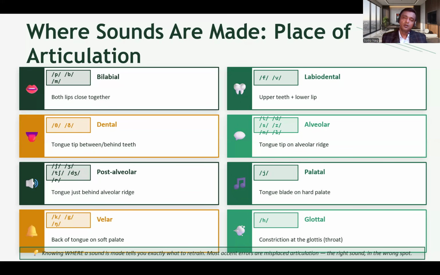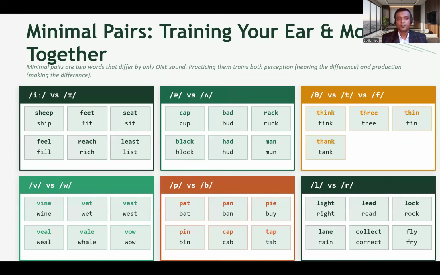So this is the way we articulate voiced and unvoiced sounds. These are consonant sounds. Now let's look at minimal pairs and why they matter so much. Like sheep and ship, feet and fit, seat and sit. So long sound and short sound. And feel and fill, reach and rich, least and list.